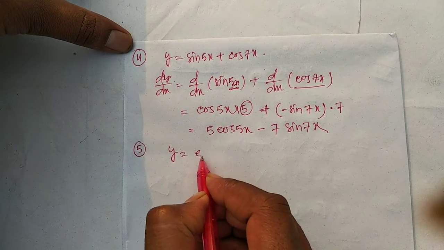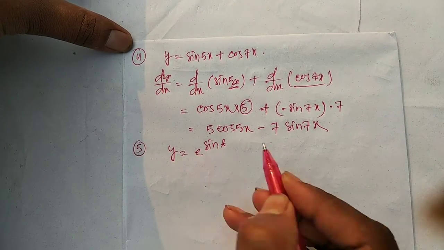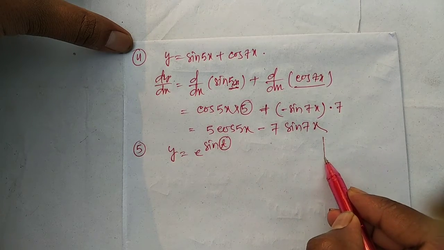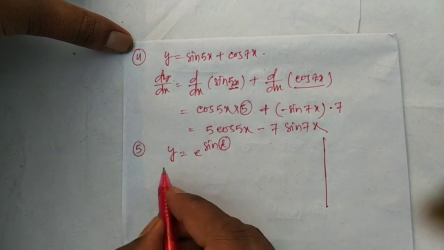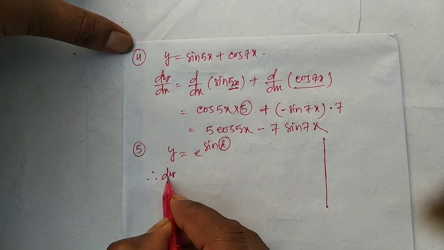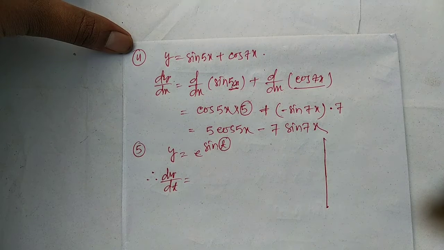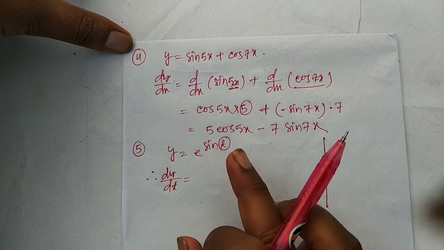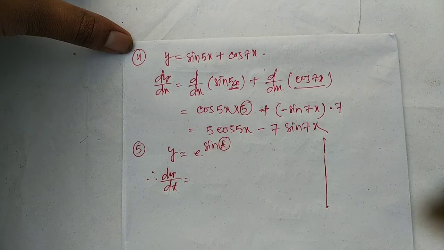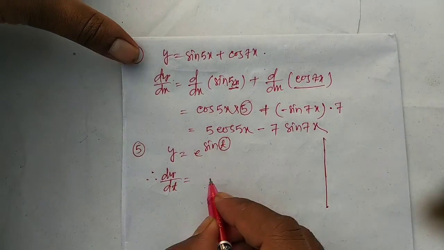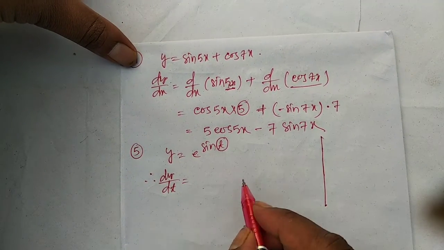y is equal to e to the power sin t. Here observe everyone. Here the variable t is there. So we have to differentiate with respect to t. That is, dy by dt we have to find out. But here e to the power sin t is not a direct function of t. Here it is a function of sin t. First we have to differentiate with respect to sin t. Again the derivative of sin t. Okay. So how we have to write? Directly I am writing.